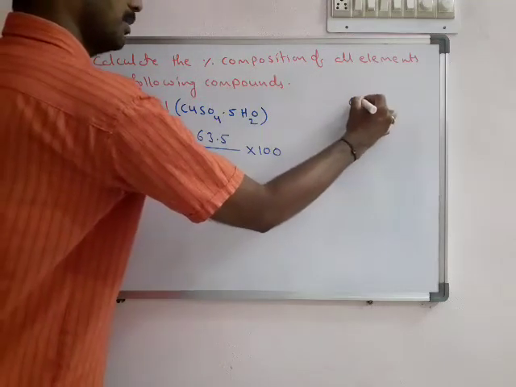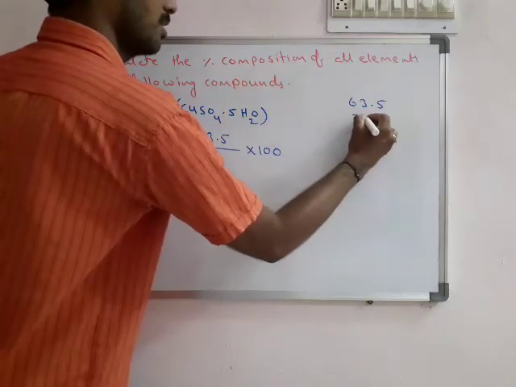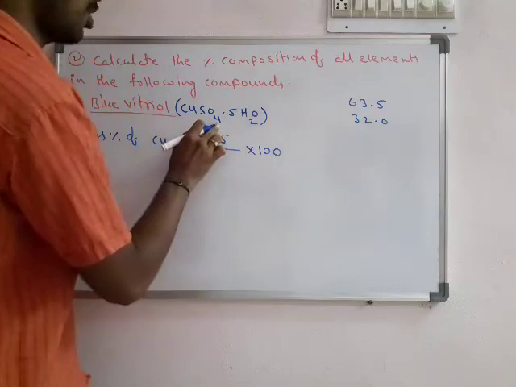So copper, we calculate it now: 63.5. For sulfur, how much? It is 32. Oxygens, how many are there? 4.